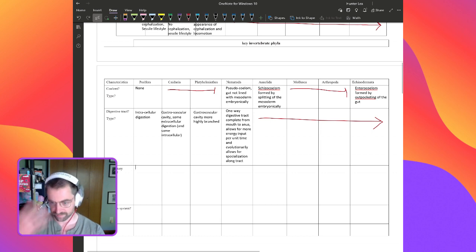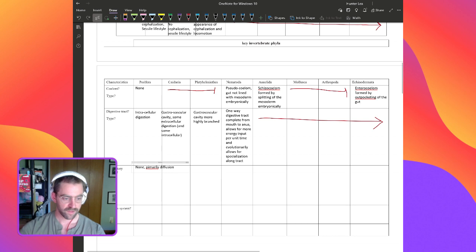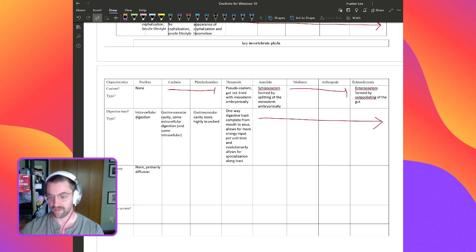All right, circulatory system. Same deal. With sponges, with really small organisms, all of the circulation, the nutrients coming into the organism, waste products going out, is happening primarily through diffusion, just passive movement of molecules across a cell membrane. In cnidaria, we've got diffusion and some facilitation of circulation via fluid movement in the gastrovascular cavity.